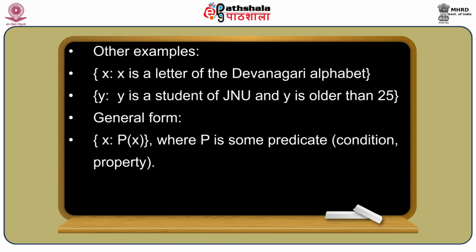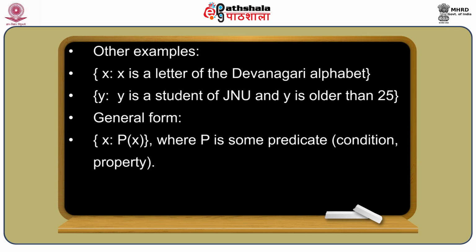Other examples, the set of x's such that x is a letter of the Devanagari alphabet. The set of y's such that y is a student of JNU and y is older than 25. The general form of the predicate or abstraction notation is the set of x's such that P(x), where P is some predicate which is a condition or a property.